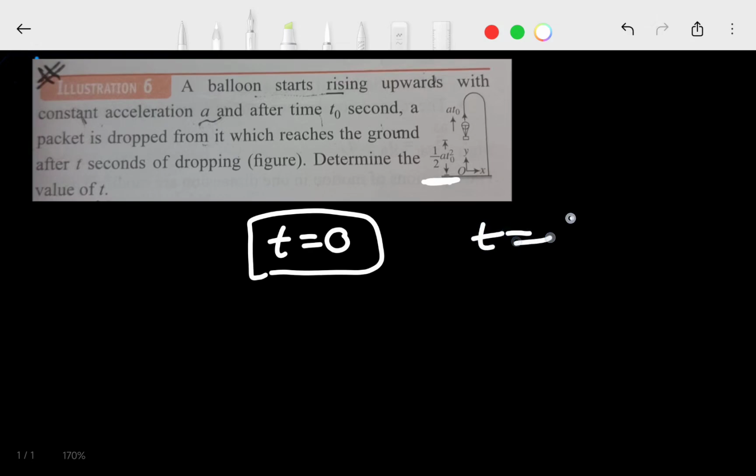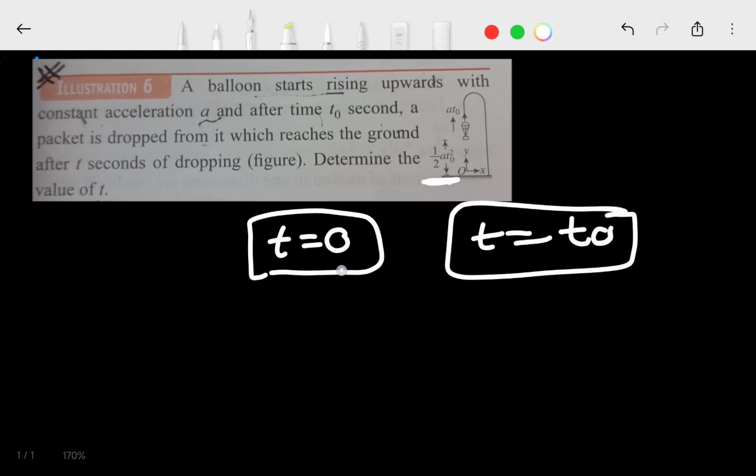The situation is that at t equal to 0, it moves with a constant acceleration a. So it is moving with a constant acceleration a, and when it reaches the top height, that is at t equal to t naught. So now we are going to solve the problem.